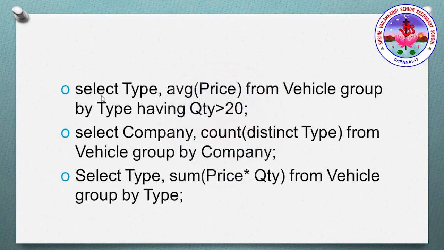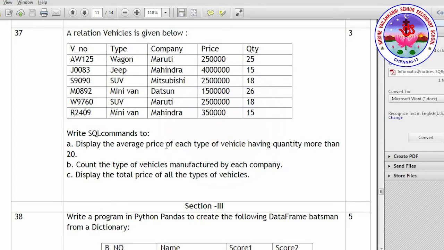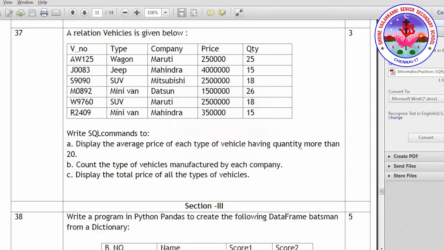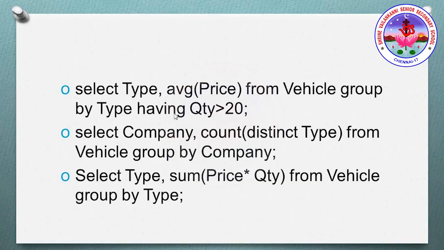So the query is select type, comma average price from vehicles group by type having quantity greater than 20. So we are going to display type wise average price. So we have to write 2 columns type, comma average of price from vehicles. So the table name is vehicles. Group by type. So we are going to group by type and then the extra condition is having quantity more than 20. So after grouping we are checking some condition. So we have to use having.